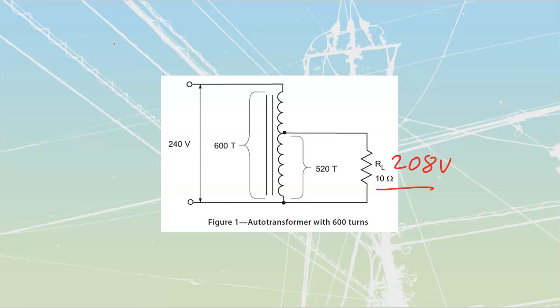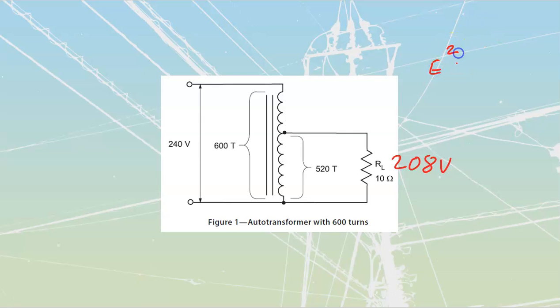Alternatively, what I could also do is convert this directly into a VA. I'm going to do the VA first, and then I'm going to just drop the VA onto both sides, and we'll make sure we do the matchy-matchy thing after that. So if I take this 208 volts and this 10 ohms, I know that power is equal to my E squared.